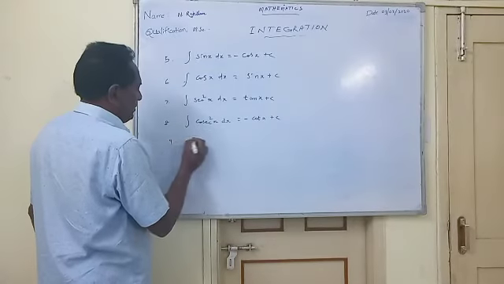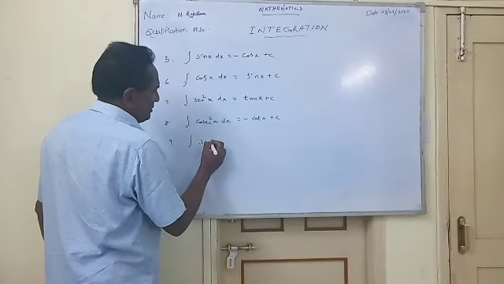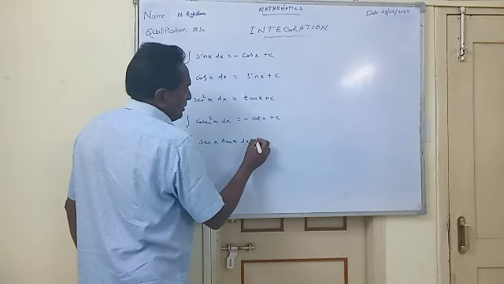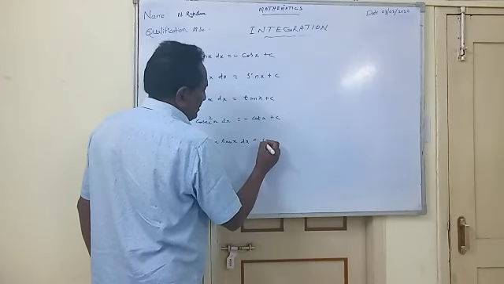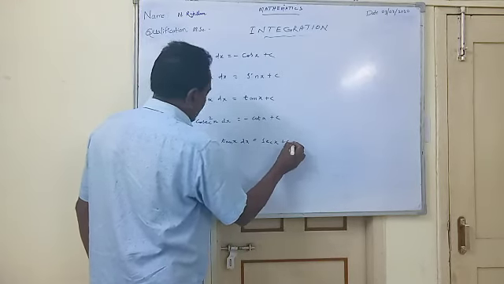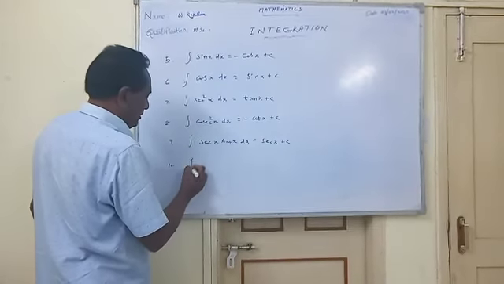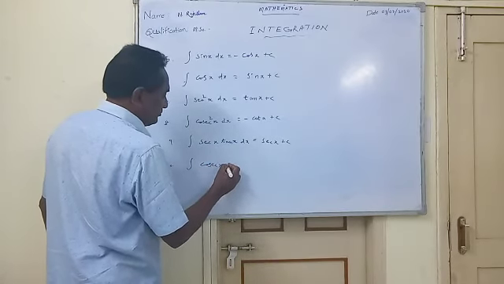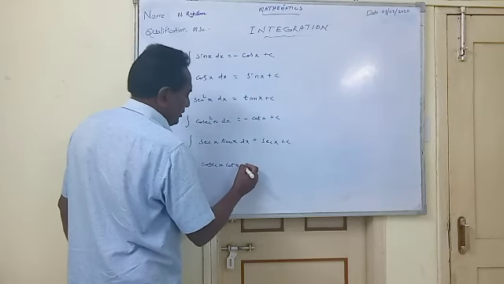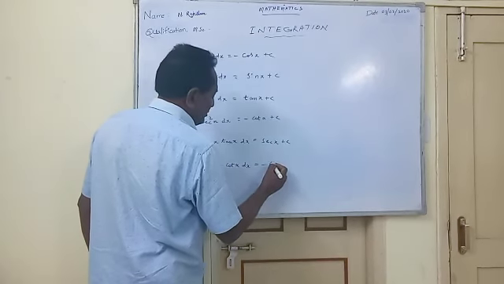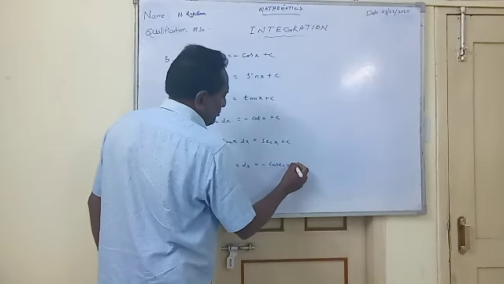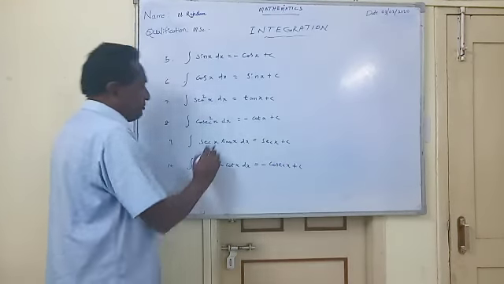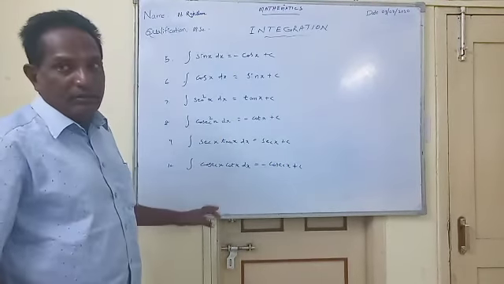And ninth one: the integral of sec x tan x dx equals sec x plus c. Tenth one: the integral of cosec x cot x dx equals minus cosec x plus c. These are the simple integrals of simple trigonometric functions.